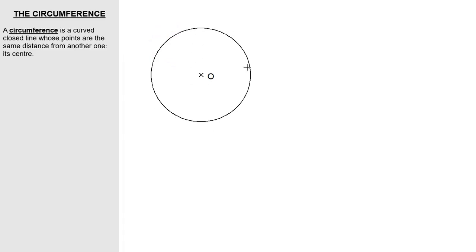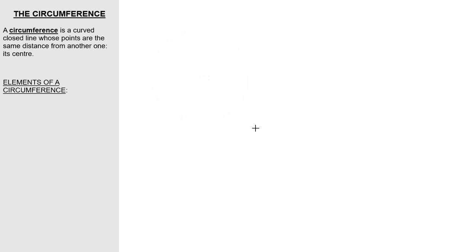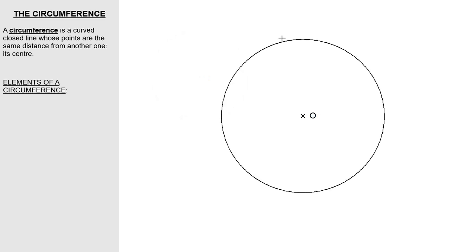This is a circumference, a curved, closed, plane line whose points are the same distance to another one which is its center. Let us now recognize the different elements that can be found on a circumference. Let's start marking two random points on the circumference, like these points A and B. The portion of the circumference bounded by points A and B is a circumference arc.